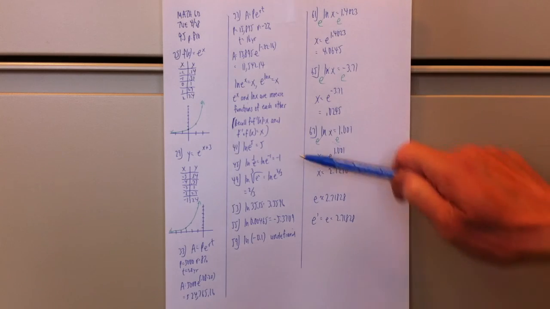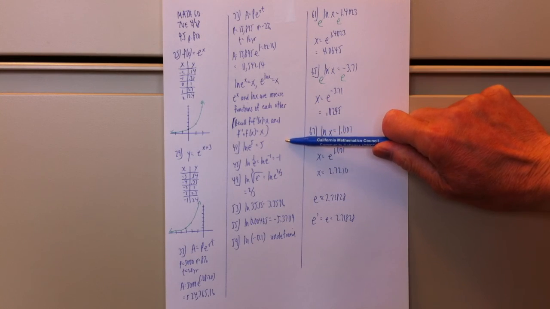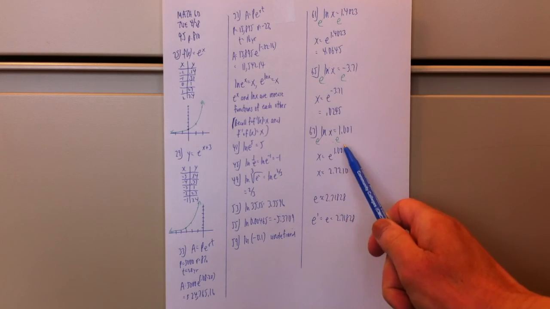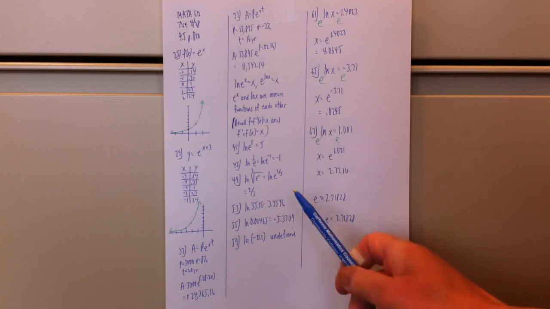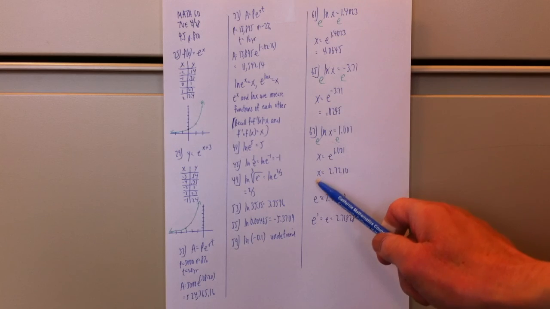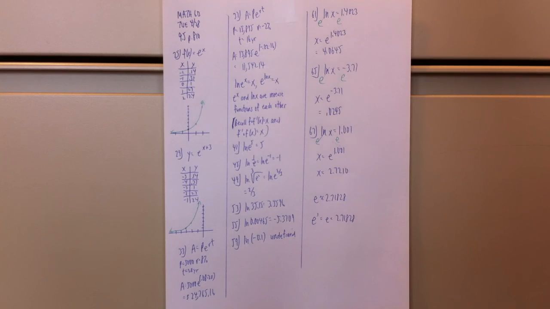Finally, 67. The original problem was ln x equals 1.001. Again, you exponentiate both sides by putting an e. That way the e and the ln can cancel out, like over here. So x is e to the 1.001. And punch it in your calculator. This time we get 2.7210.